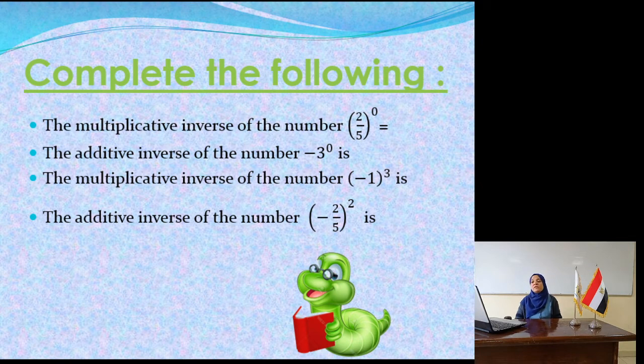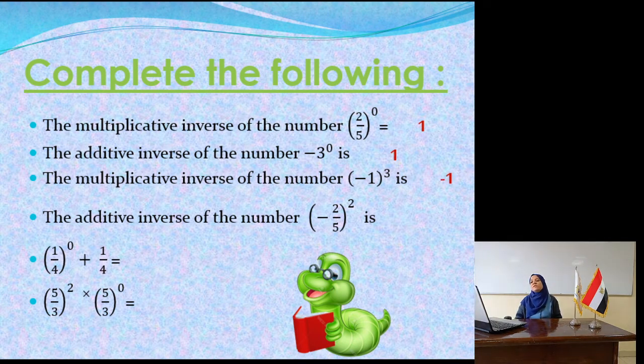The multiplicative inverse of the number negative 1 to the power 3. Negative 1 to the power 3 equals negative 1. The multiplicative inverse of negative 1 is negative 1. So, to get the additive or the multiplicative inverse of any number raised to any power, get the result of this first, then get the additive and or the multiplicative inverse according to what is required.